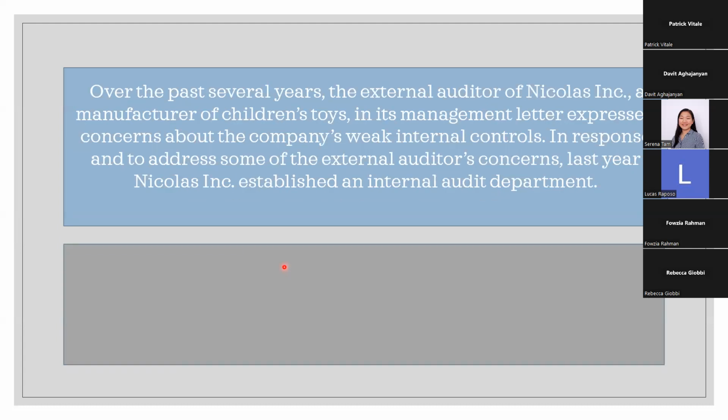Over the past several years, the external auditor of Nicola Inc., a manufacturer of children's toys, in its management letter expressed a concern about the company's weak internal control. In response to address some of the external auditor's concern, last year, Nicola Inc. established an internal audit department. Is this pervasive or is it the assertion level?